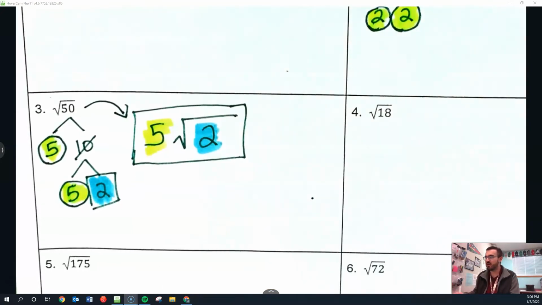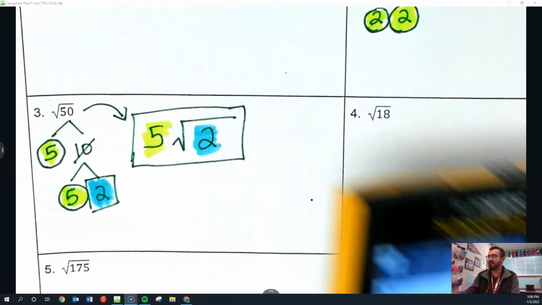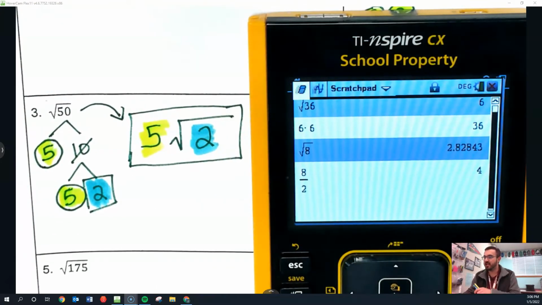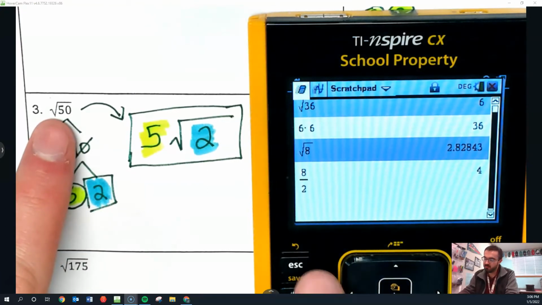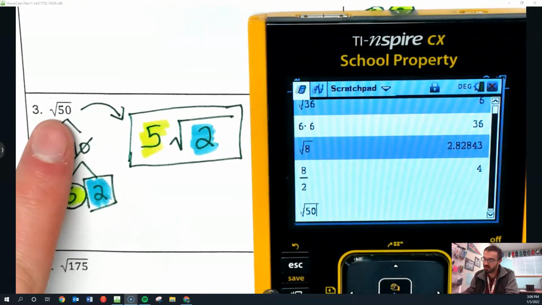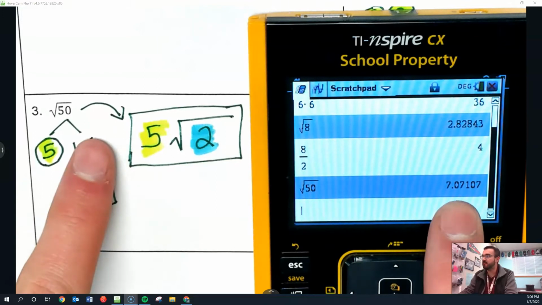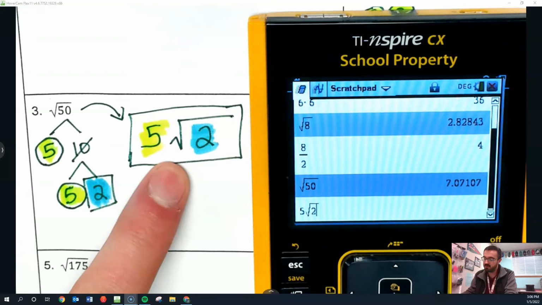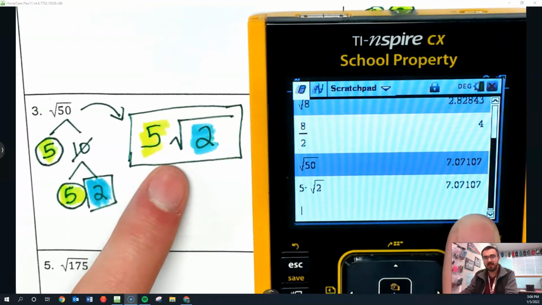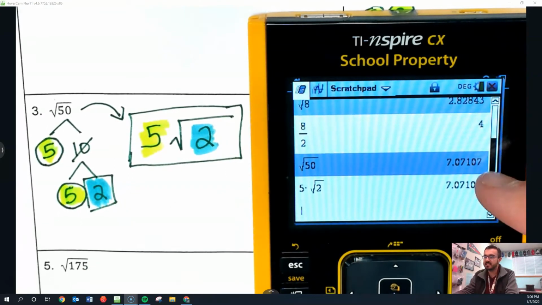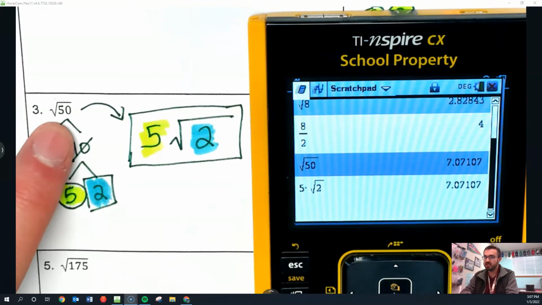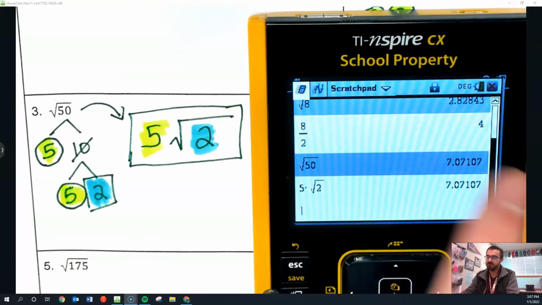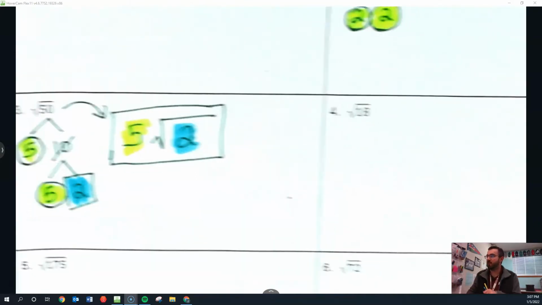Now, how could we check our work? Mr. Colson, this just seems like a lot of random stuff. How about we check it? If we were to put square root of 50, which was our original problem, in the calculator, that's the decimal we would get. Let's put our answer in the calculator as well. 5 square root of 2. Same answer. If our original problem and our answer are different decimals, you did something wrong. Got it?